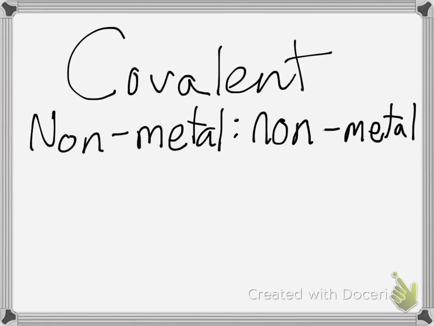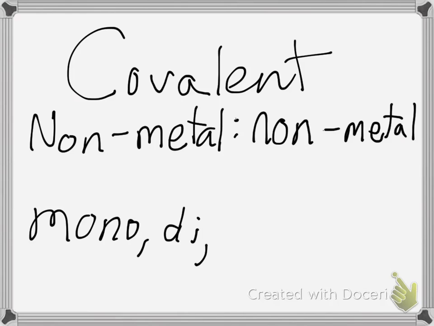First we have the covalents. The covalents are formed from two nonmetals bonded together. To name these, you have to use the mono, di, tri system, and so on.